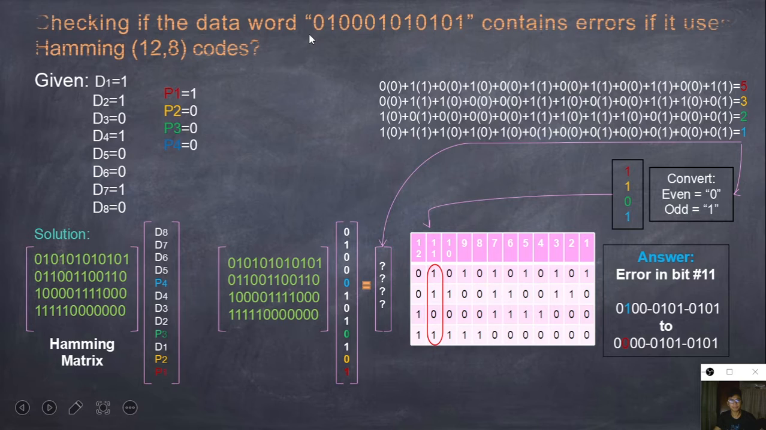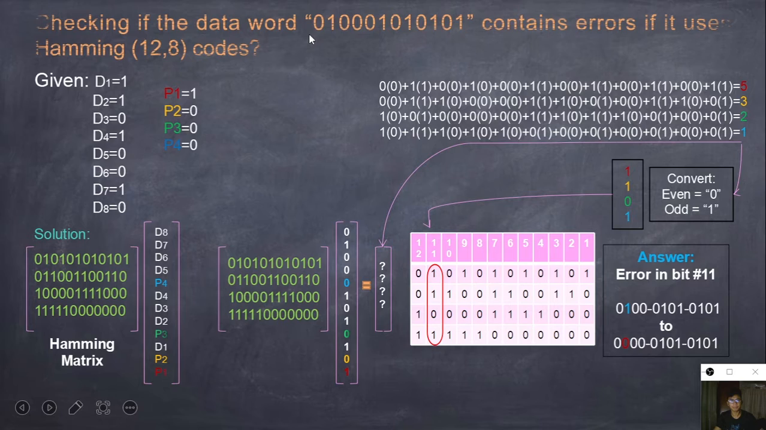The data word we will assign to its specific positions: D1 equals 1, D2 equals 1, D3 equals 0, D4 equals 1, D5 equals 0, D6 equals 0, D7 equals 1, D8 equals 0. For the parity bits, P1 equals 1, P2 equals 0, P3 equals 0, P4 equals 0. For the solution, we will multiply the Hamming matrix by the given data.